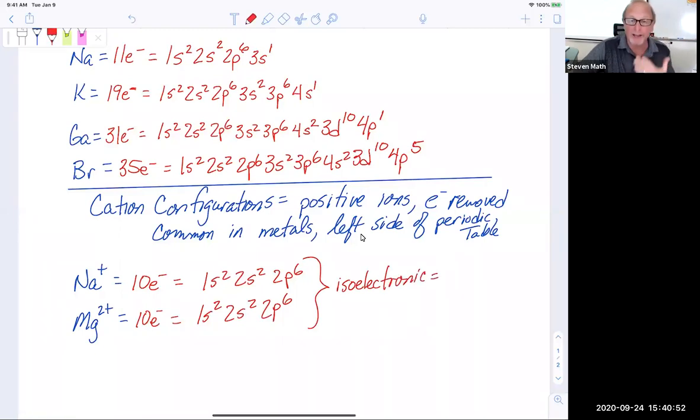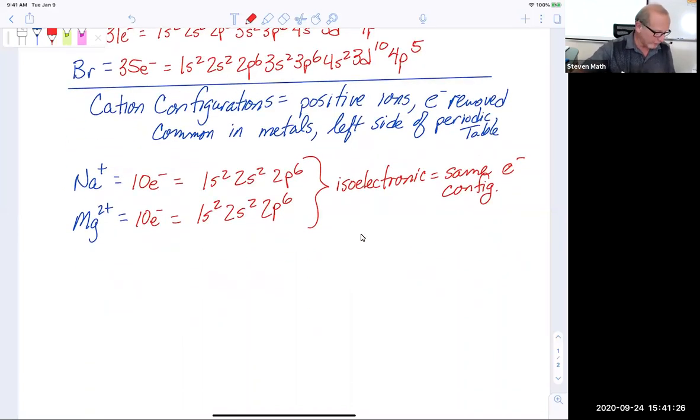And what that means, iso is a prefix that means the same. These have the same electron configuration. Are they the same thing? No, not at all, because sodium has 11 protons, magnesium has 12 protons. They're not exactly the same thing. They just have the same number of electrons. They're isoelectronic. Cations can do this, anions can do this, anything can do this, okay?